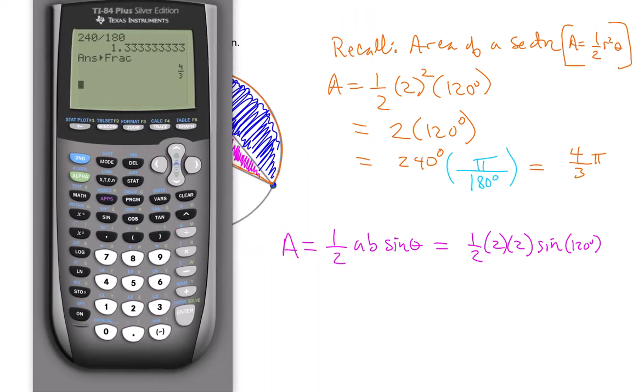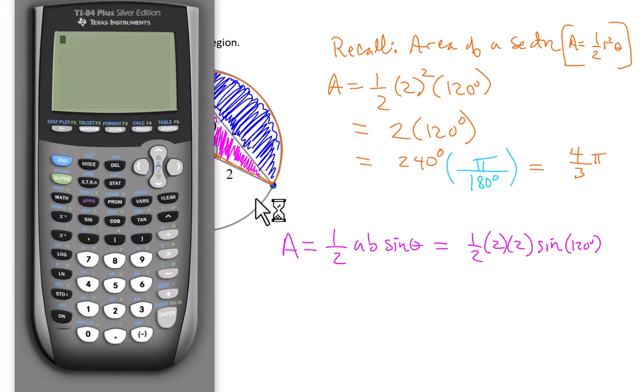We pull out our calculator and let's type this in as we see it. So I'll type it in as 1/2. I'm going to put that in parentheses to be super careful with fractions as always. 1/2 times 2 times 2. You could put that in as just times 4 if you wanted to. Just typing it in actually as we wrote it. And then the sine of 120.